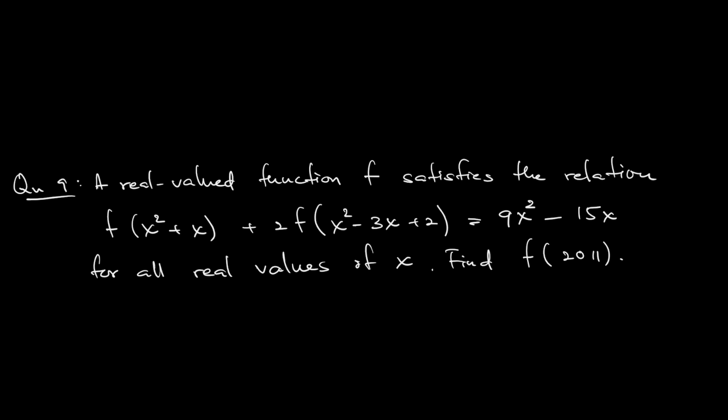Let's read the question together. A real valued function f satisfies this relation. So f of x squared plus x plus 2 of f of x squared minus 3x plus 2 is equal to 9x squared minus 15x. So this is called a functional relation, for all values of x. The question asks you what is the value of f of 2011.